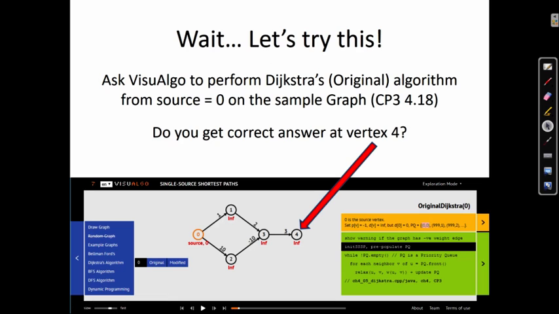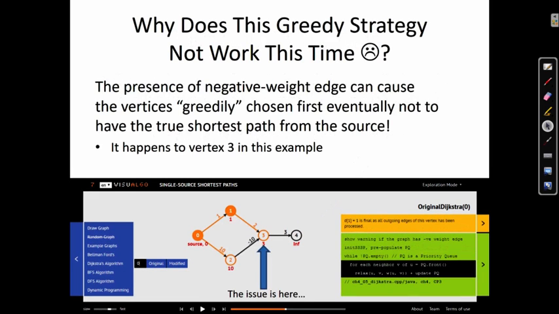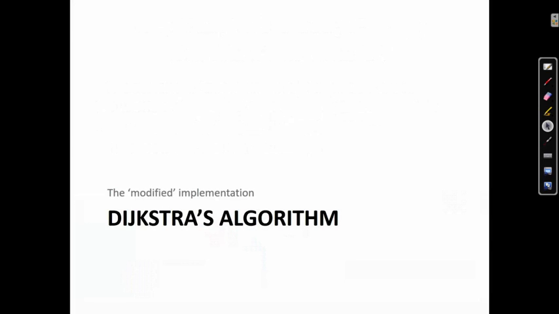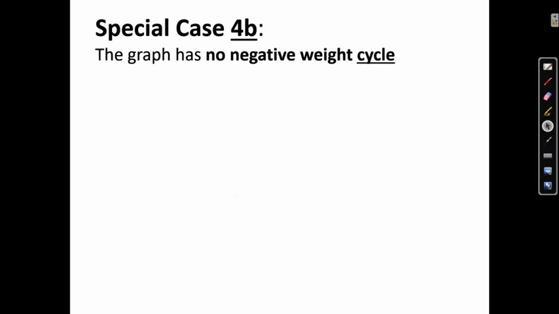Okay. So we don't get the correct answer there, and the issue is with vertex 3. So how can we modify Dijkstra in order to overcome this weakness? We can do that. We have a second implementation of Dijkstra's algorithm, called modified Dijkstra's algorithm, that will work with graphs that have no negative weight cycles. This is the other subcase, 4b: if the graph has no negative weight cycles but can have negative weight edges, then we will use this modified Dijkstra algorithm.